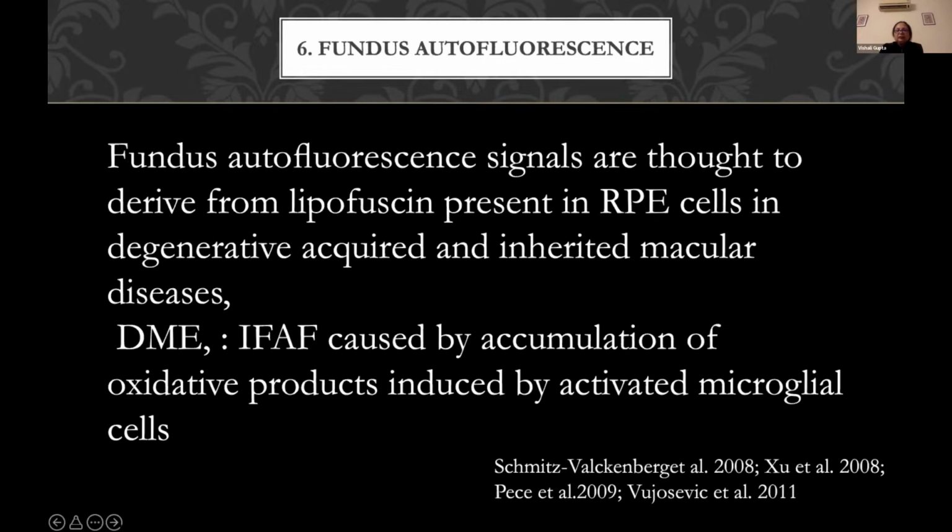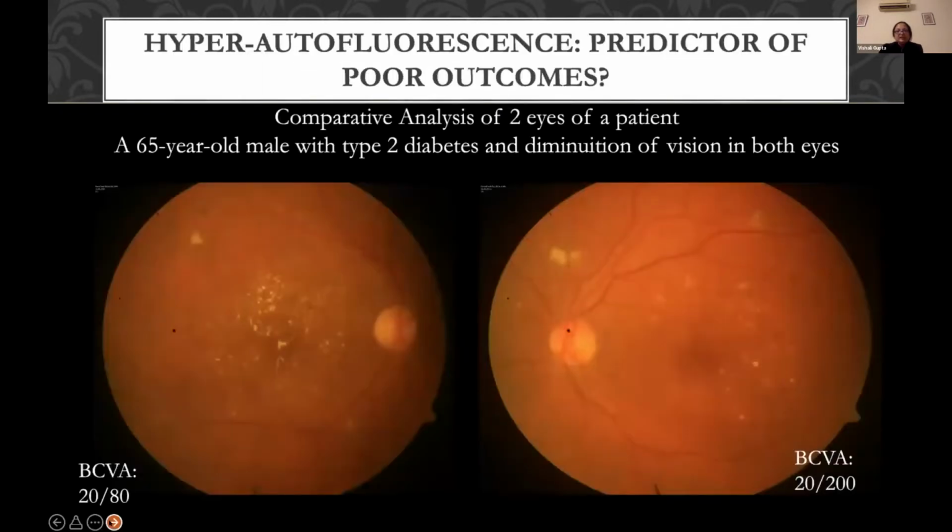So what I'm going to show you is that this is diabetic macular edema. We look at both the eyes, and they look similar to me when I look at them clinically. Both of them have been treated. Right eye vision is 20/80 and the left eye is 20/200. So why is it so?